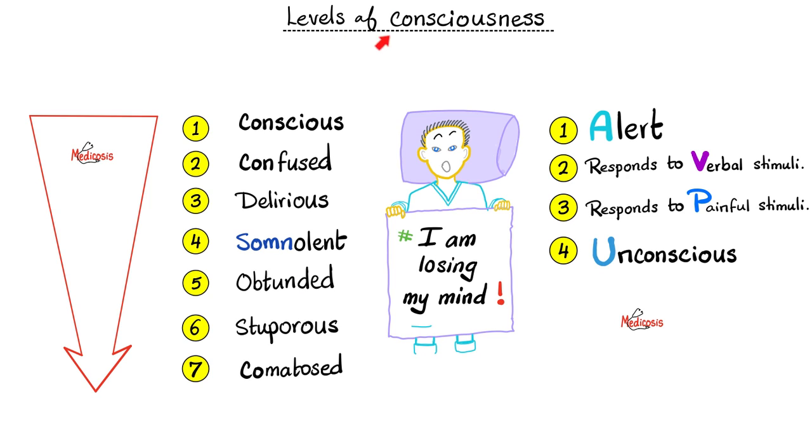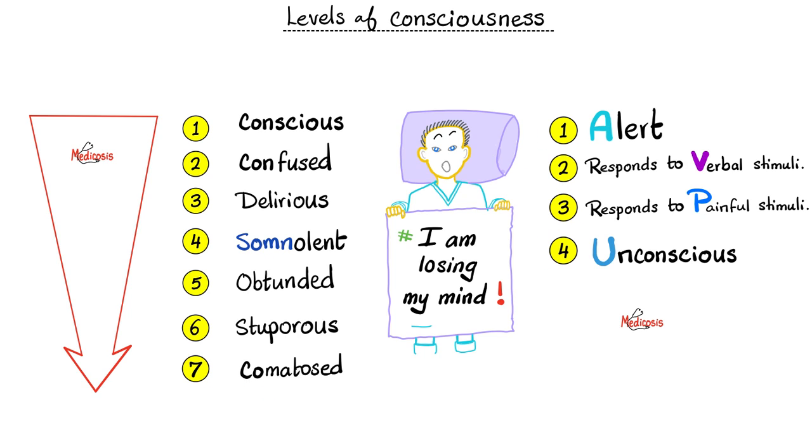What are the levels of consciousness? There are many systems that you can use. Here are just two of them. One is conscious, well, that's the best, that's normal. Then I deteriorate into confused, and then delirious, and then somnolent, and then obtunded, and then stuporous, and then comatose.